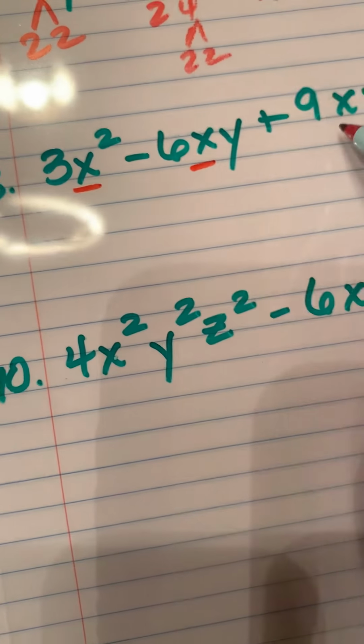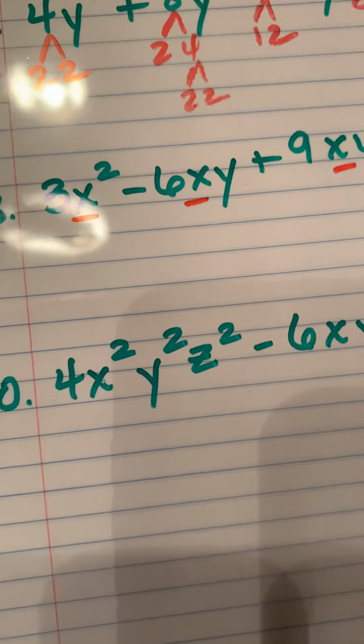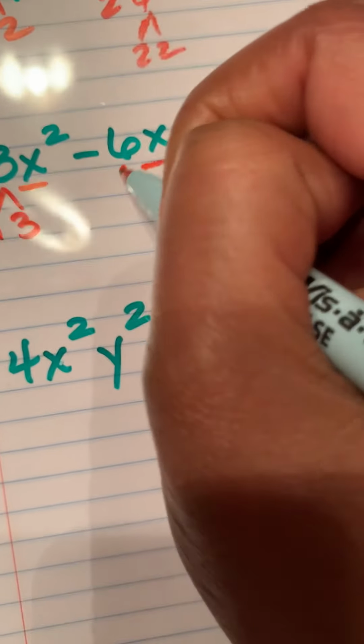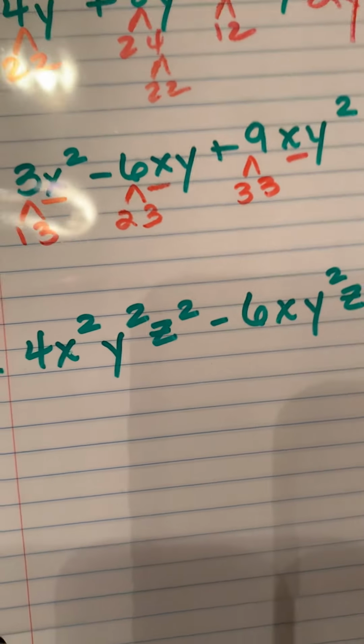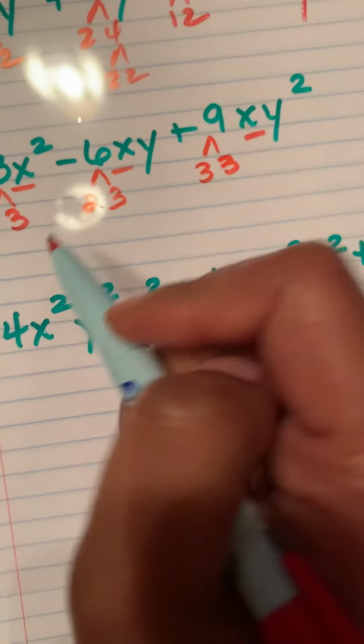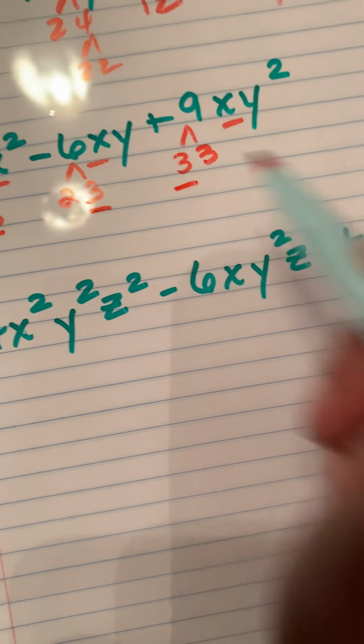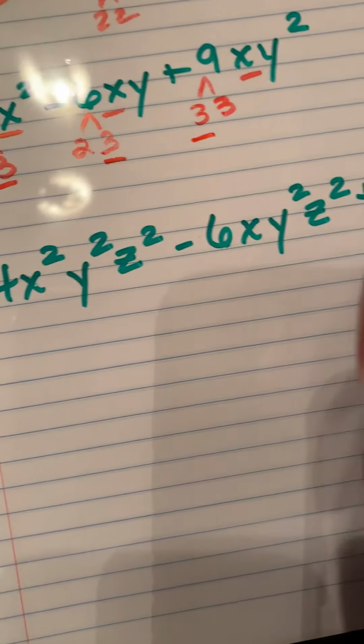Okay, so we want you to factor out, what do they have? They all have x's. Do they all have y's? No, they don't. If I do my factor tree, 1 times 3, 2 times 3, 3 times 3. What do they have in common? A 3. Notice it. Every last one of them has at least a 3 that they share.